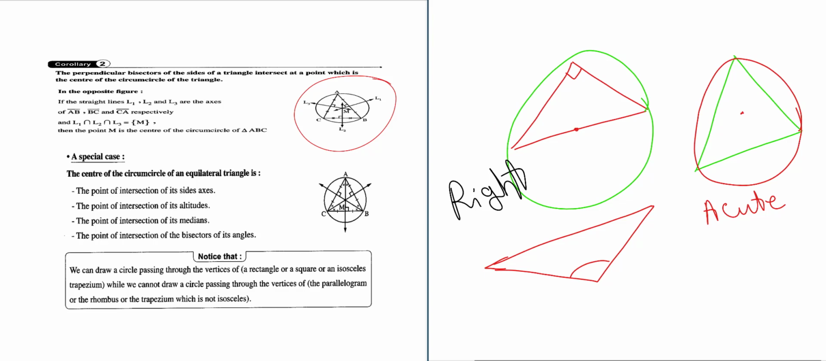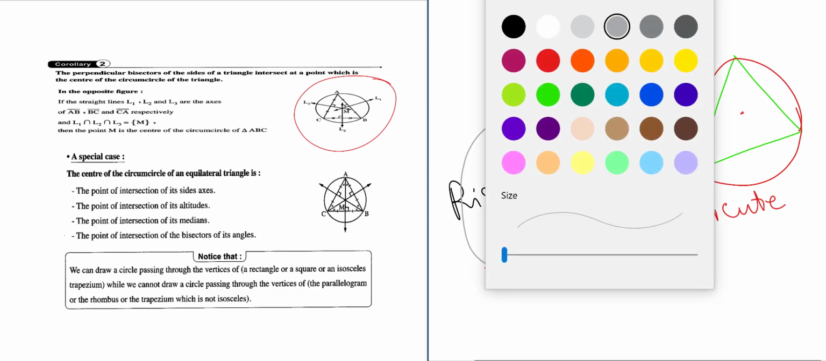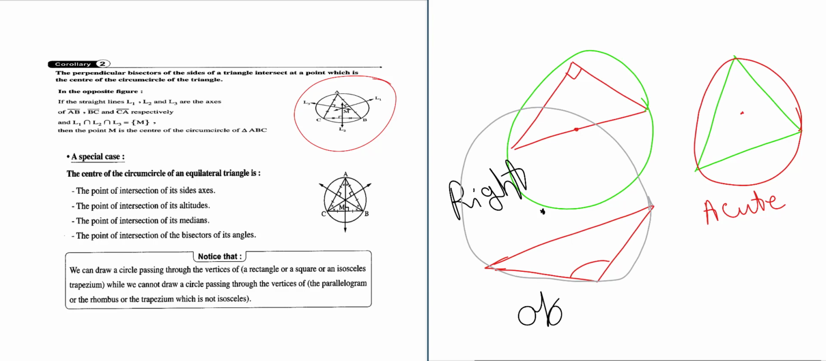But in the obtuse angle triangle, the three axes intersect outside the triangle, like this point. And the circumcircle is drawn like this circle, passing through each of the vertices, and its center lies outside, in the case of what? Of an obtuse angled triangle.